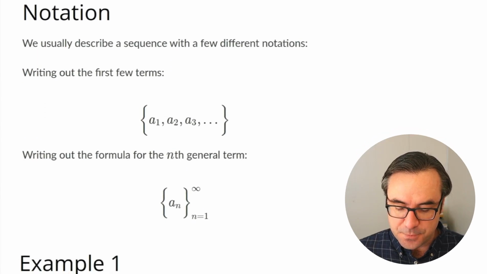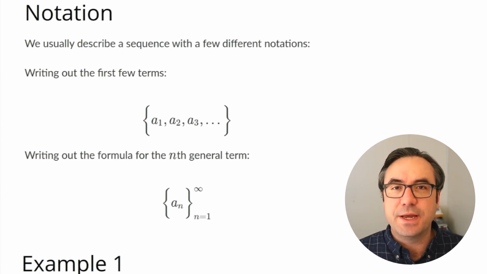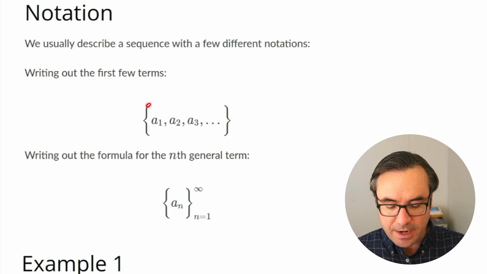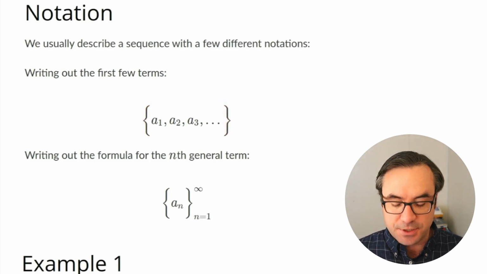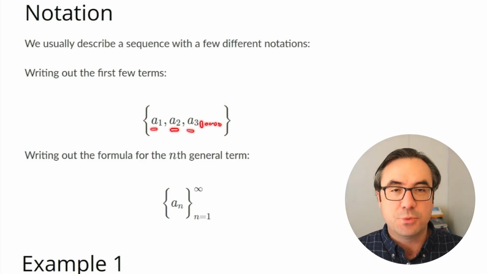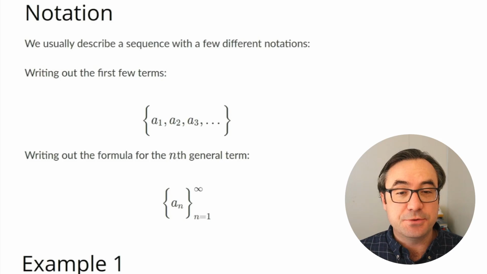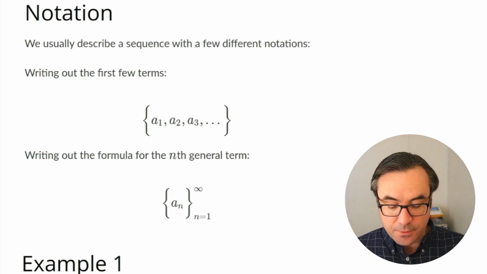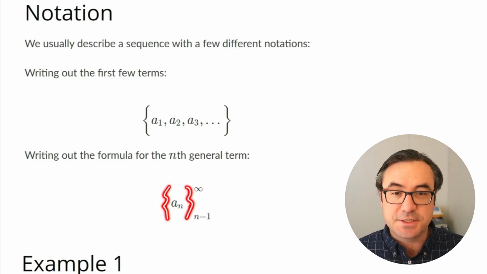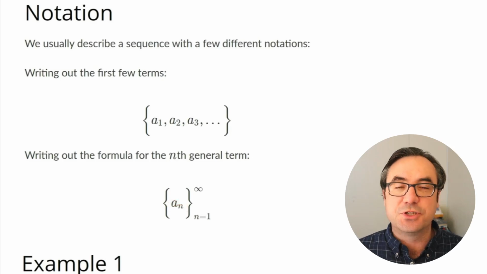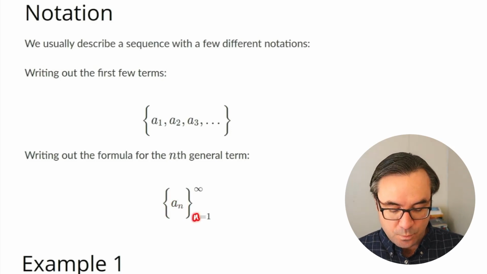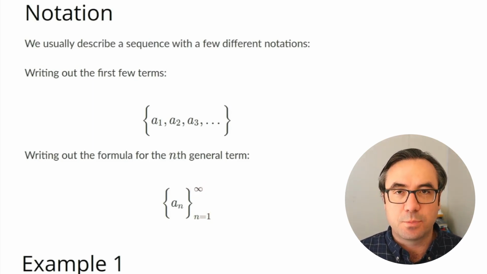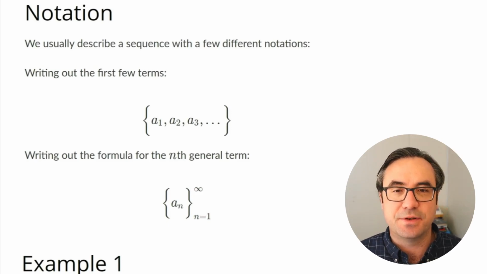Notationally, we're going to be using a few different ways to describe a sequence. We might write out the first few terms, put curly brackets around, and then put dots to indicate that the sequence just continues. Another way is to use curly brackets and write the formula for the nth general term, thinking of this as the formula for our function. We start our sequence at n equals 1 and it goes to infinity, plugging in all the positive integers, starting with 1 and counting on up.